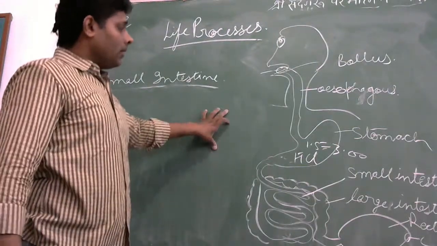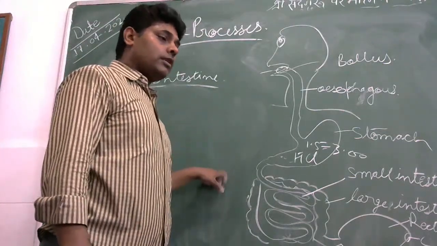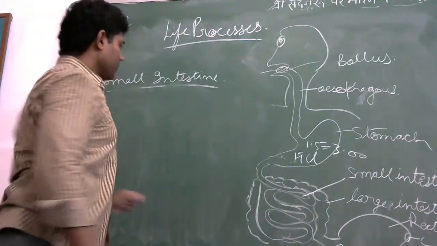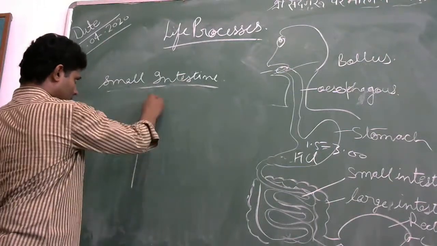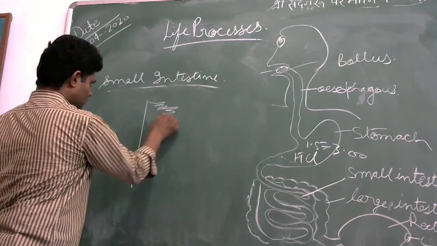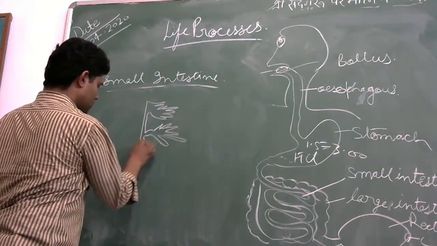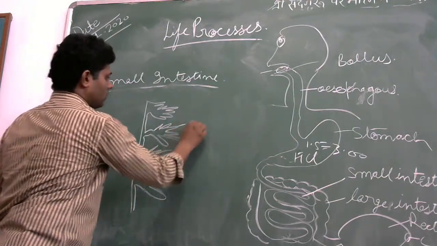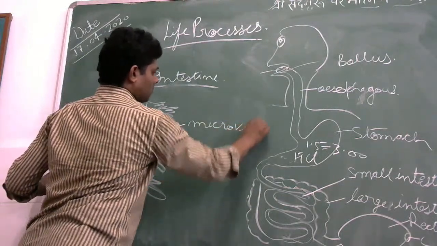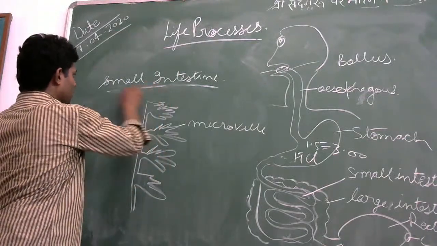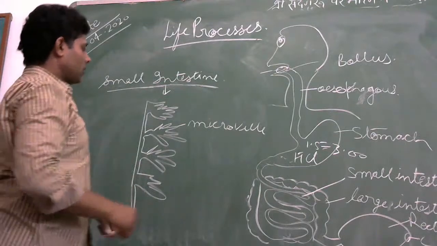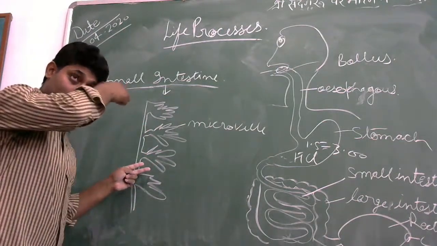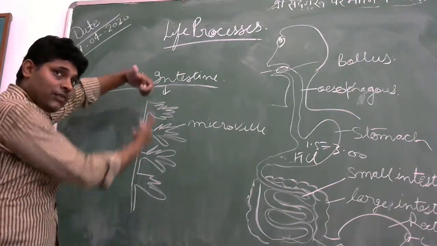Then after, these digested molecules are absorbed through the intestine. The small intestine has finger-like structures, which are known as the microvilli. This is microvilli. It looks like a fungal-like structure, and there are two reasons for it to look like this structure. Number one, to increase the surface area.